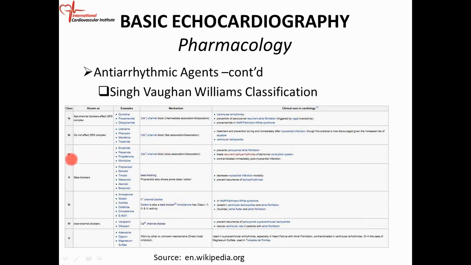Then your 1C, we still use the 1Cs. Again, they're sodium channel blockers, but your 1C includes encainide, flecainide, propafenone, and moricizine. The ones that we still use is the flecainide and propafenone. Okay, so those are still used, and we use the 1Cs mainly for paroxysmal atrial fibrillation. Okay, so we use them mainly for AFib. So you will see flecainide and propafenone used.